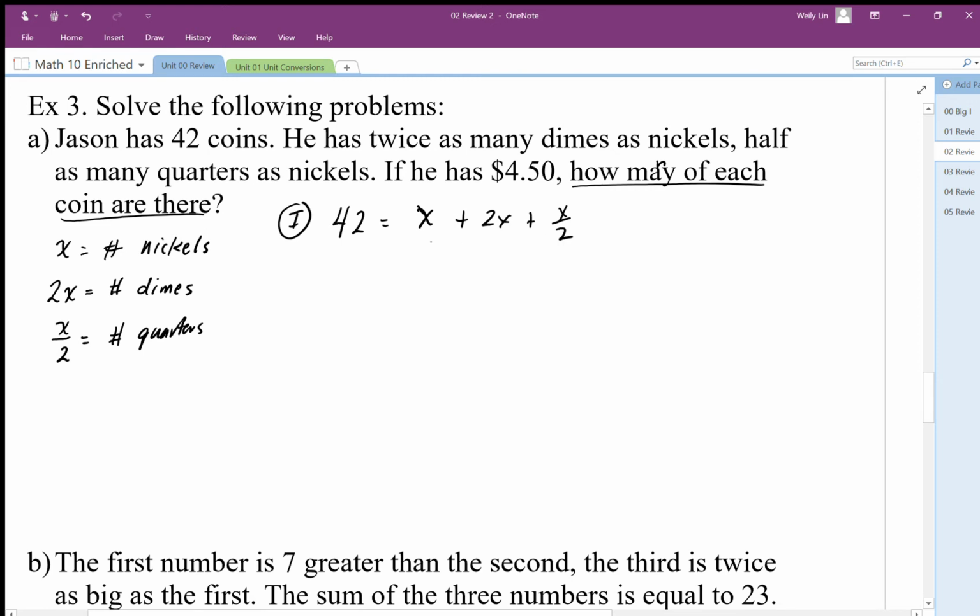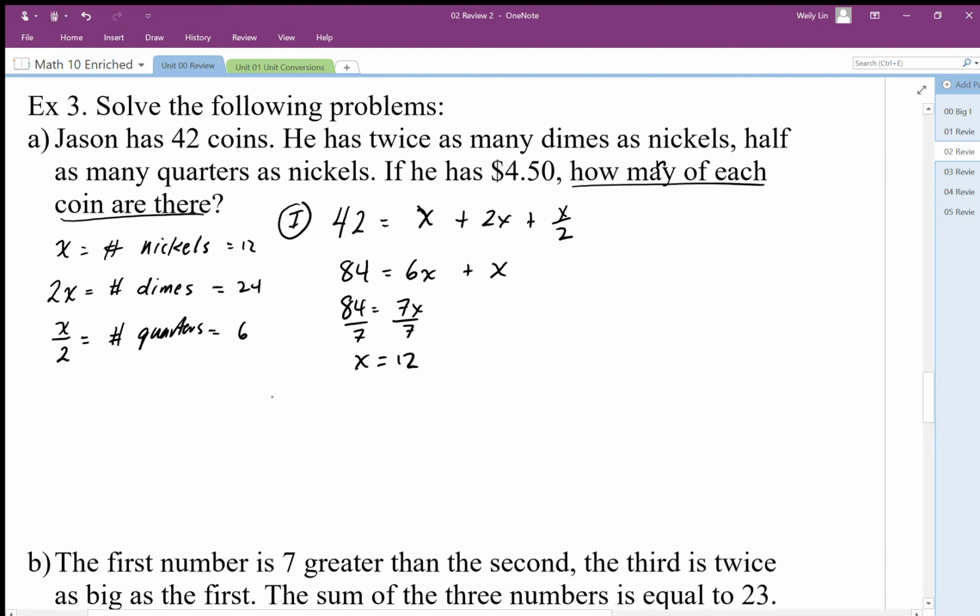Let's multiply everything by 2 here. So I end up with 84 is equal to 3x times 2. I'm going to make that 6x plus 1x, so 7x in total. If 84 equals 7x, divide by 7, x equals 12. So we have 12 nickels, 24 dimes, and 6 quarters. In value, that represents 60 cents, $3.60, $1.50. That equals $4.50. So that's one way I could have done it.